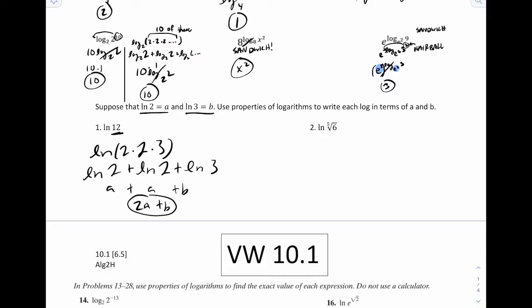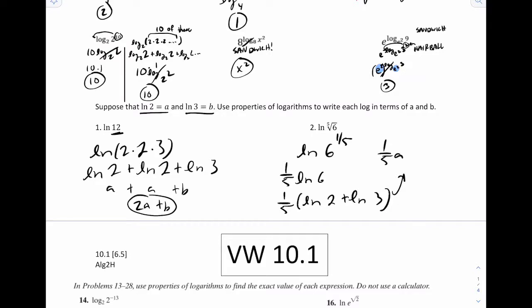Let's try this one. This is a little bit trickier. I see the root, a fifth root, so I'm going to write it as 6 to the 1/5, and I want to hairball that. Now it's a little bit easier. So 1/5, I know natural log 6, that would be natural log 2 plus natural log 3, because 2 times 3 would make 6, which means our answer is 1/5 A plus 1/5 B.